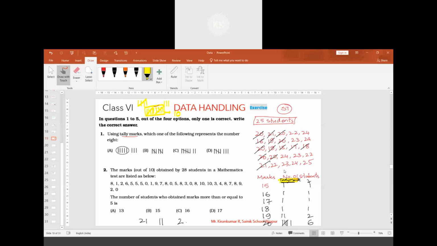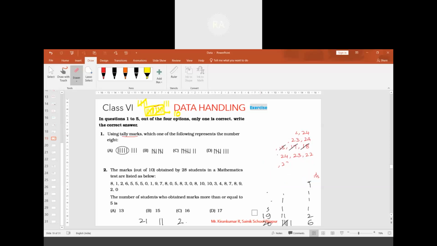Is that clear to everyone? Yes, sir. So you've understood the use of tally marks? Yes, sir. Tally marks are used so that there won't be any confusion in counting the observations.